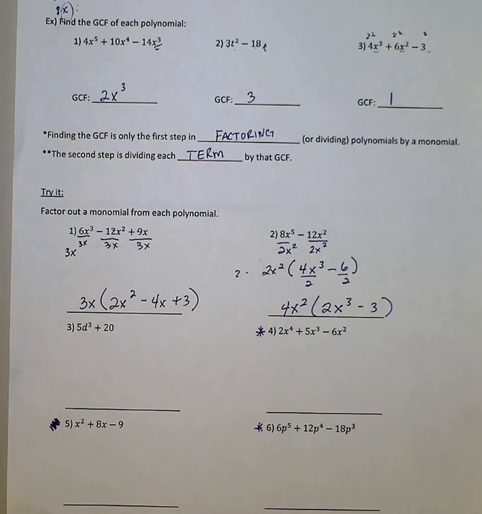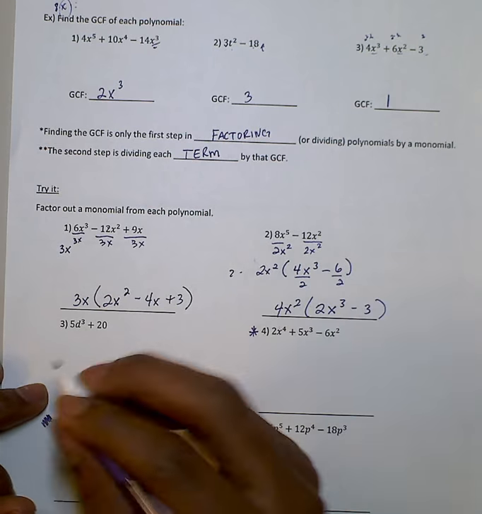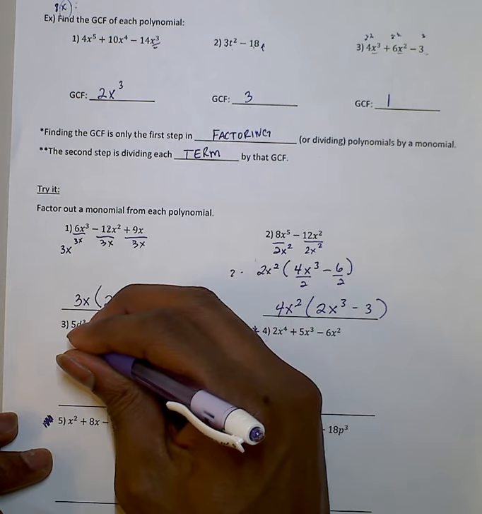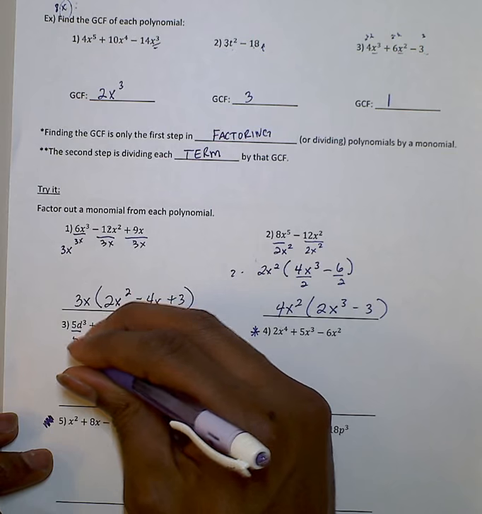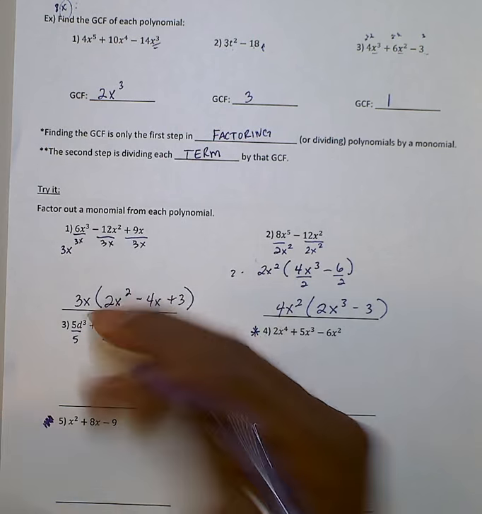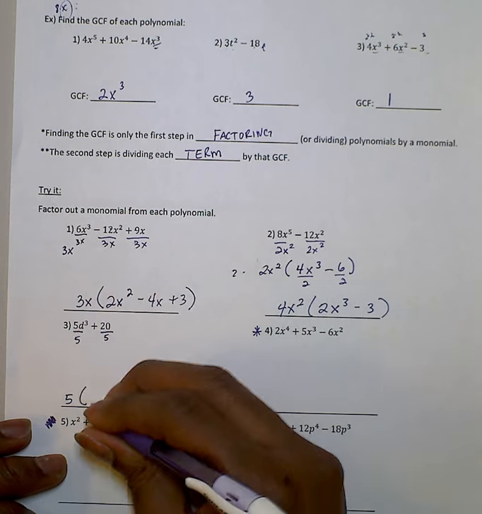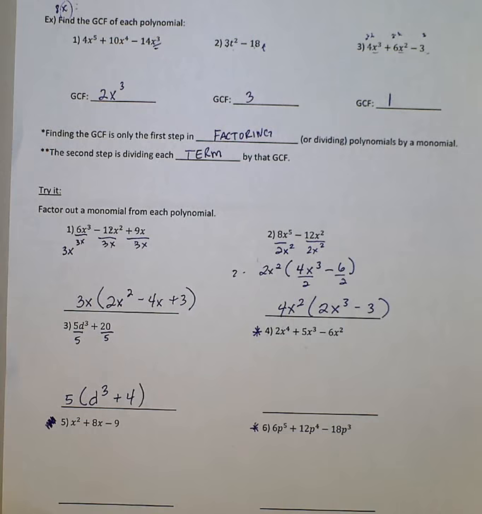Okay, let's try 5. When I look at number 3, there is 5 and 20. And so the number that goes into both of those is 5. Notice this says d cubed, but this doesn't have a variable. So 5 is our GCF. I'm going to take 5 out, and what's left? D cubed plus 4.